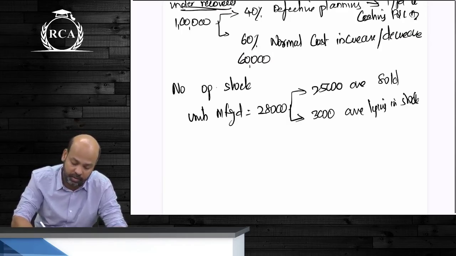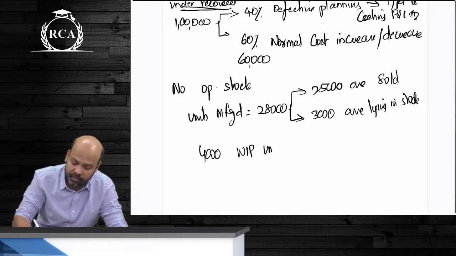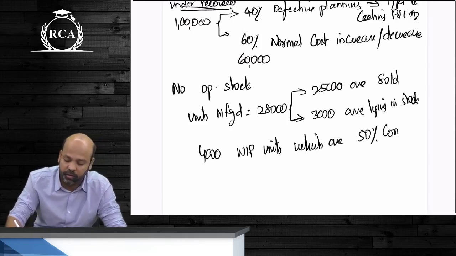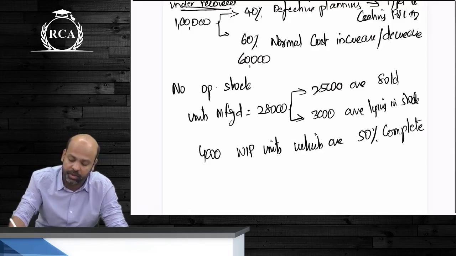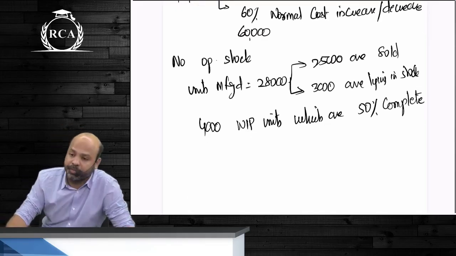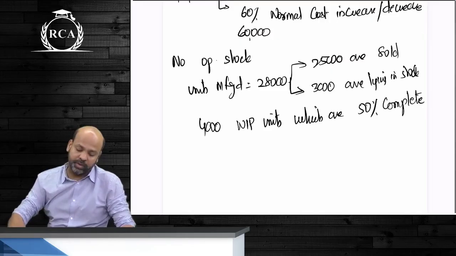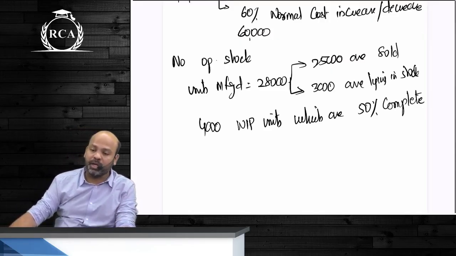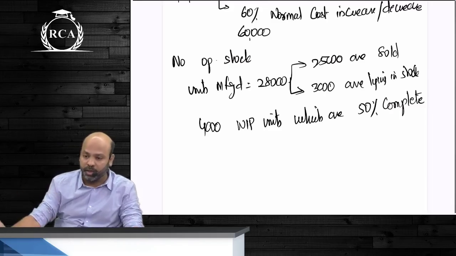Besides this, guys, we have 4,000 work in progress units, which are 50% complete. Every work in progress unit will have something called a degree of completion, that is, how much work has been done on it so far. These 4,000 units which are 50% complete are as good as 2,000 completed units.